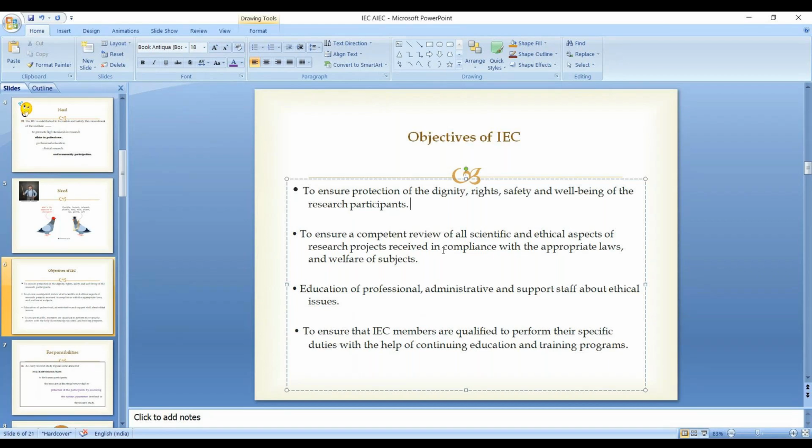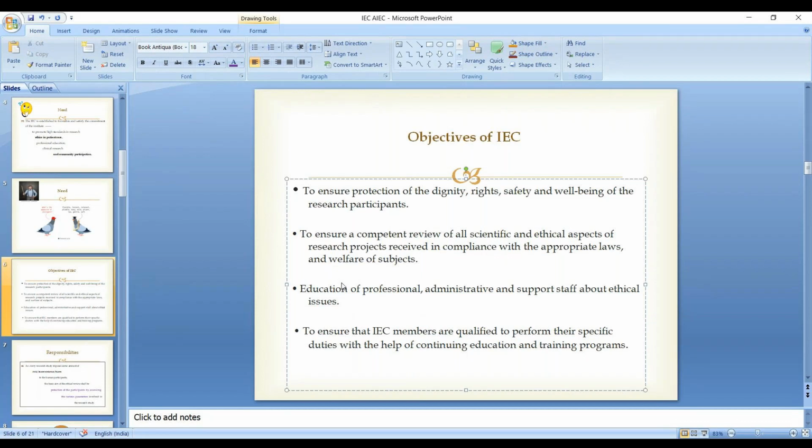To ensure a competent review of all scientific and ethical aspects of research projects, proceed in compliance with appropriate laws and welfare of the subjects. Any ethical issues that come up related to the welfare of subjects, you have to ensure all those things. Being an IC secretariat or IC person, it has to be ensured.